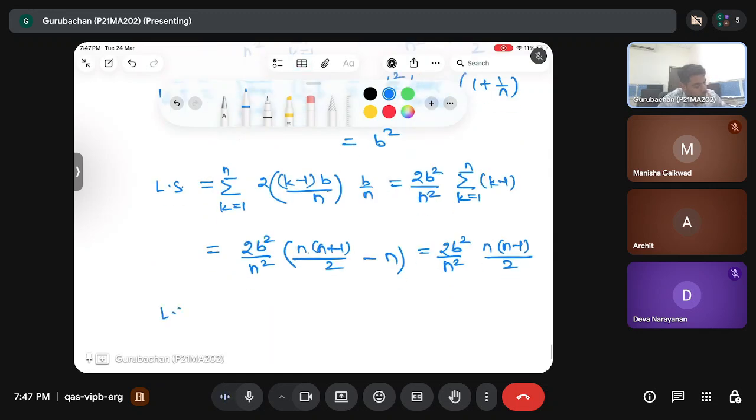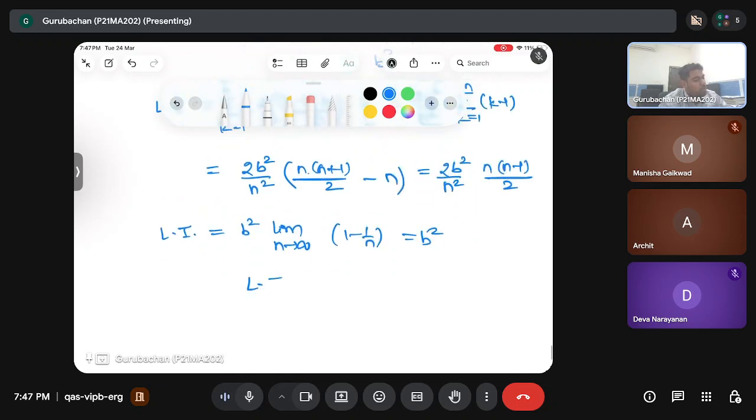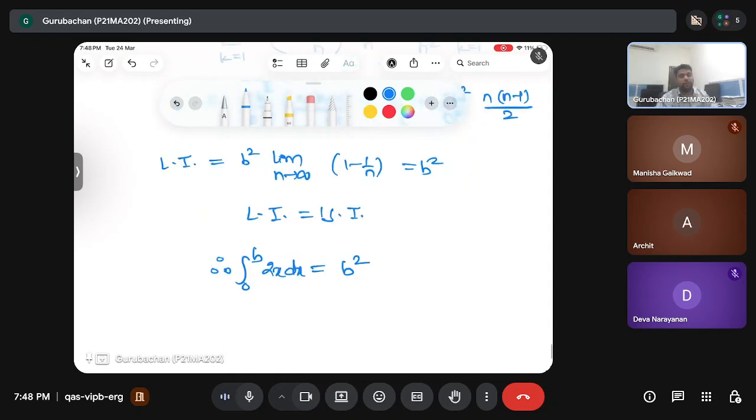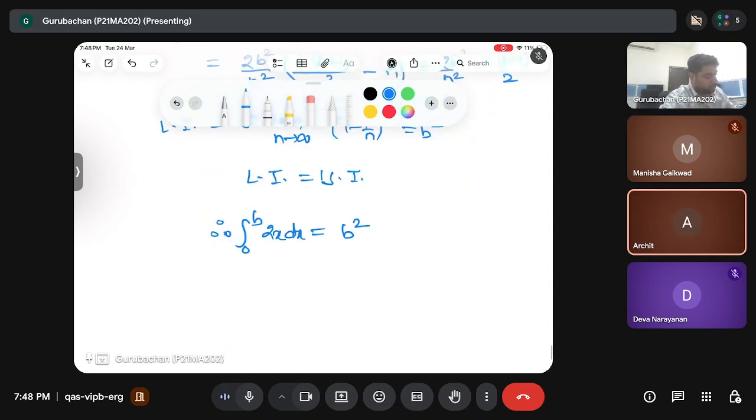So when you calculate the lower integral, this will be b square limit n tends to infinity of 1 minus 1 by n, that is again b square. So again the lower integral is equal to the upper integral. Therefore the integral from 0 to b of 2x dx is nothing but b square. Correct? Yes, sir.